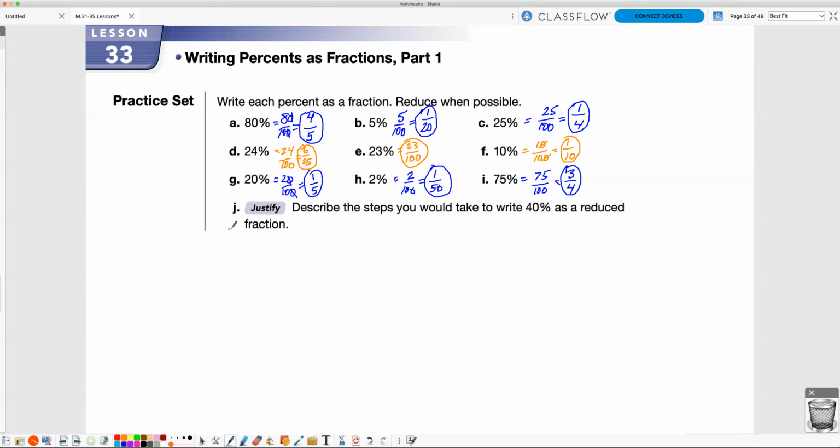Letter J, describe the steps you would take to write 40% as a reduced fraction. So let's just go ahead and do that to begin with. So if I've got 40% over 100, so first off, I would say that 40 over 100, 40 is the numerator. Let's see if I can write cursive on here. And 100 is the denominator.